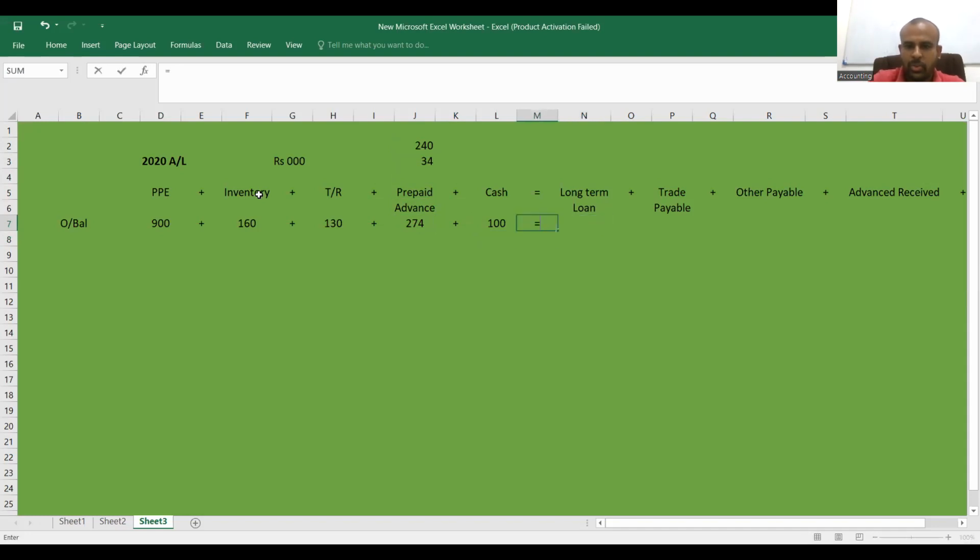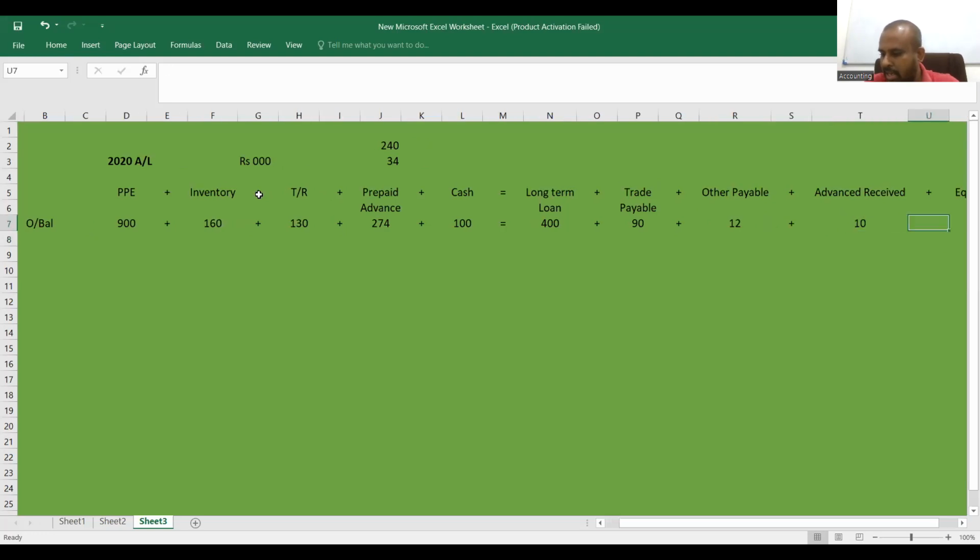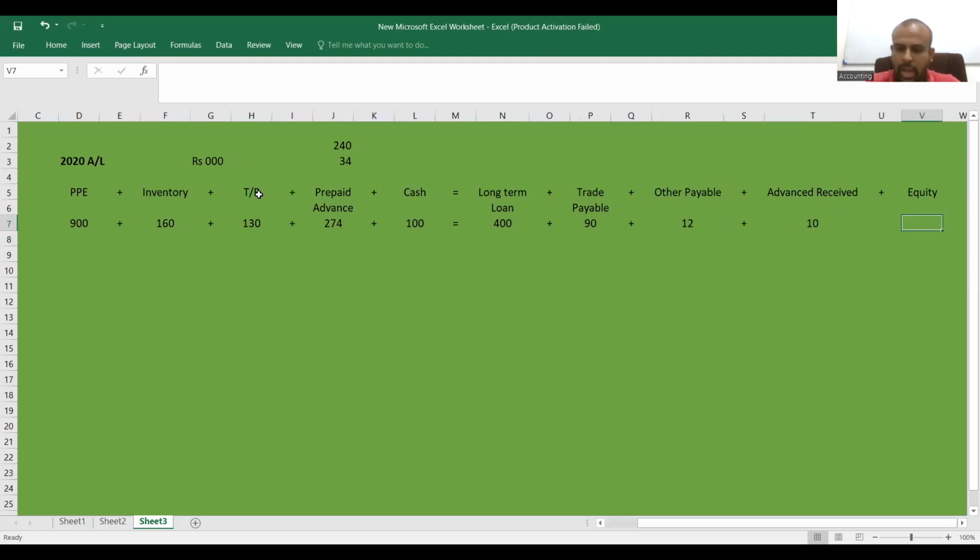Then we are moving into the liability side. They say long-term loans 400, trade payables 90,000, other payables. What is the other payables? 12,000 is the electricity bill, and advance received is recorded separately, which is 10. Then equity balance is 1,052,000. You don't have to calculate the equity, they have given it. This is how you record the opening balances.